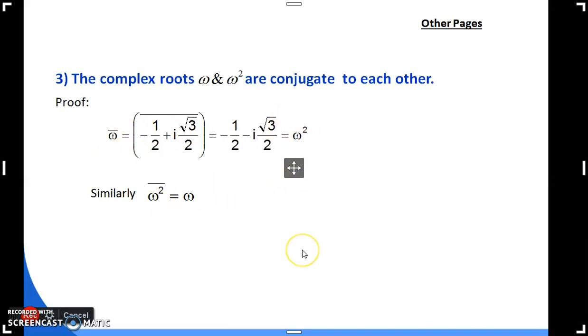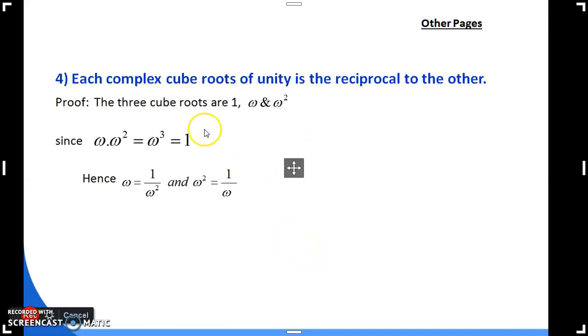Clear? So next, come to the fourth property: each complex cube root of unity is the reciprocal of the other. Reciprocal of the other means one is equal to 1 by the other. So if these three are the three cube roots of unity, then we know omega into omega square equals omega cube, that equals 1. Hence omega can be written as 1 by omega square, and omega square can be written as 1 by omega. So these are known as reciprocal to each other.